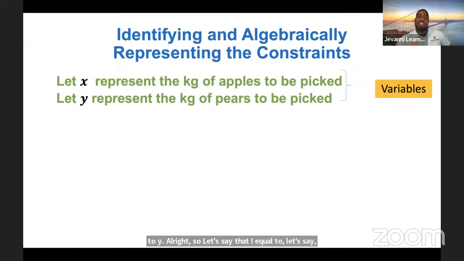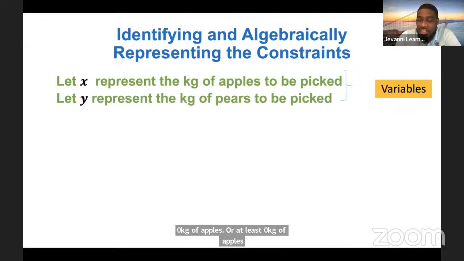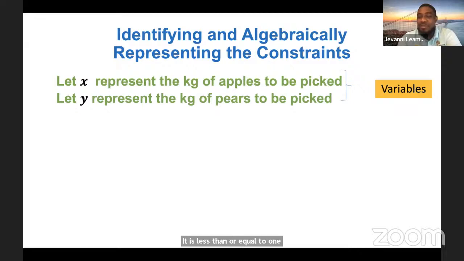So in essence, should John actually pick 0 kilograms of apples or at least 0 kilograms of apples? Which one do you think? At least. All right, at least. So I'm asking you now, boys and girls, how would I represent that as an inequality? X is less than or equal to y. But wait, can the number of apples that he picks be a negative number?